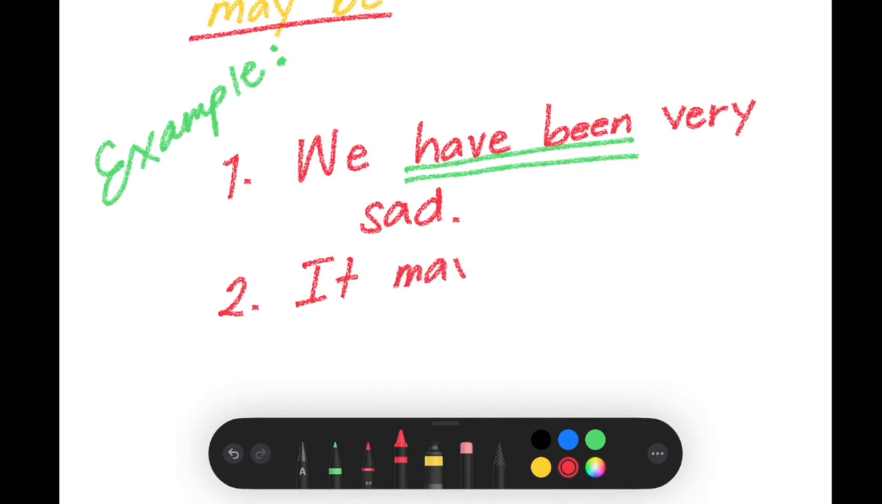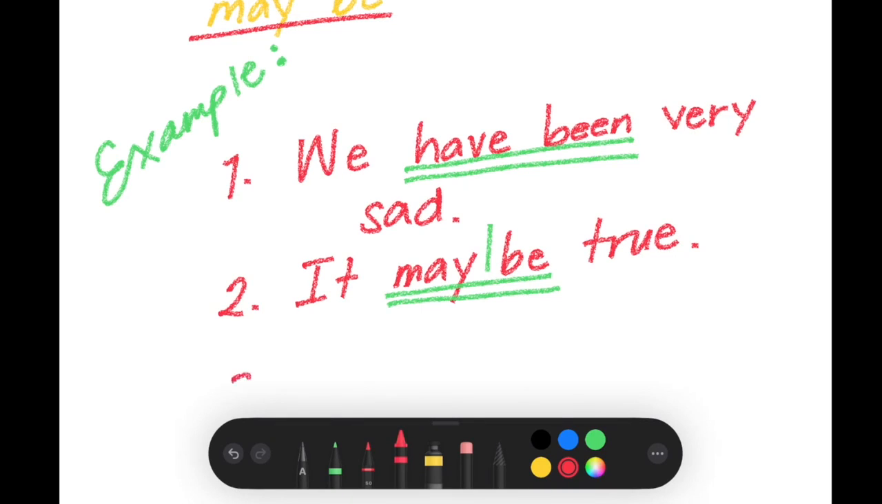You can say, it may be true, right? So our linking verb here, or state of being, is may be. And please note that this is not one word. It's may and be. It may be true. You're not saying maybe. It's not that one. It's it may be true.